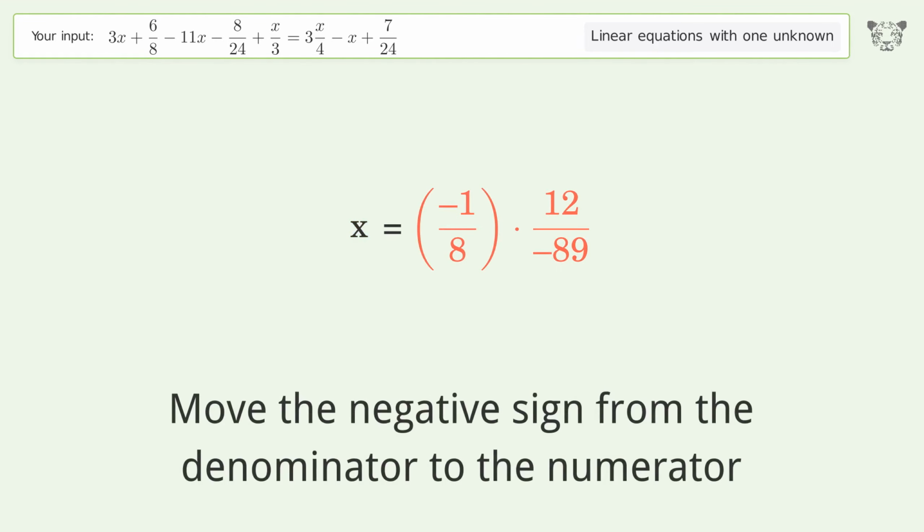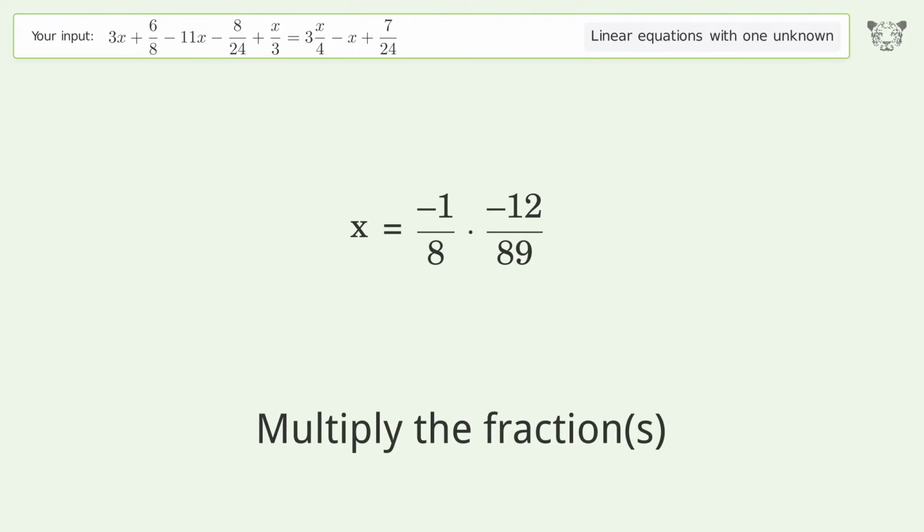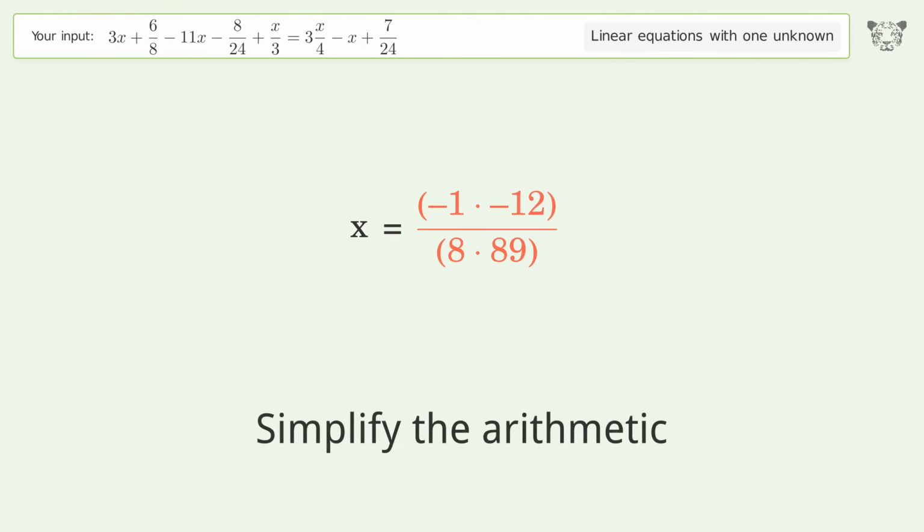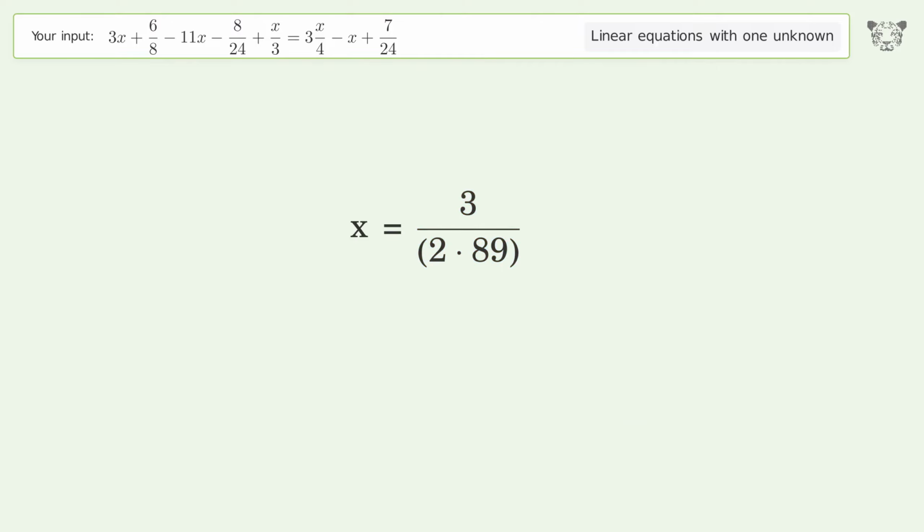Move the negative sign from the denominator to the numerator. Multiply the fractions. Simplify the arithmetic. And so the final result is x equals 3/178.